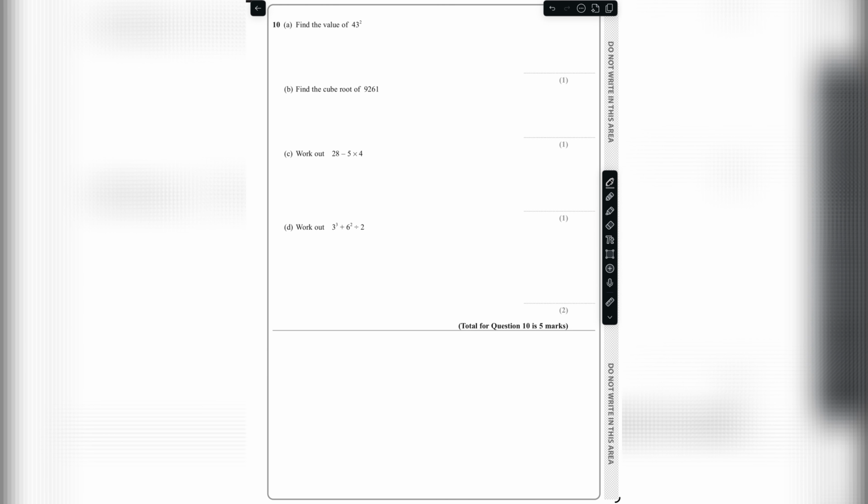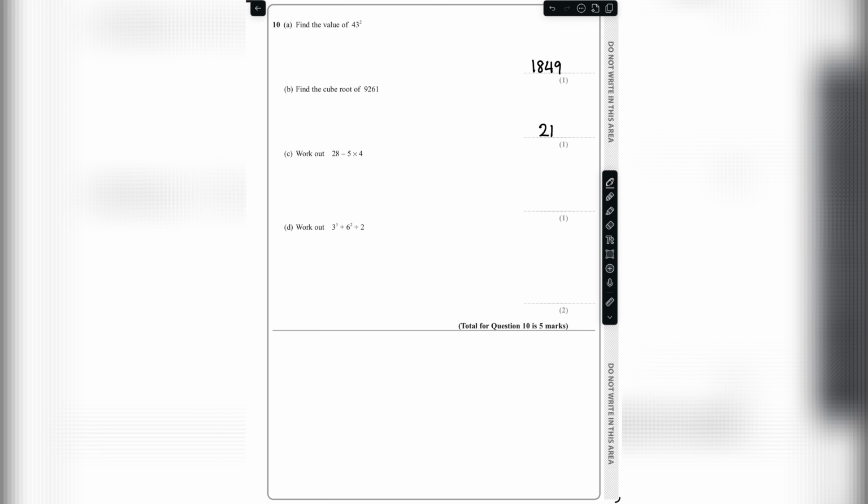In the first part of question 10, we are asked to find the value of 43 squared. So if you put that into your calculator, you get an answer of 1,849. In the second part of this question, we are asked to find the cube root of 9,261. So once again, you can put that into your calculator and you get a value of 21.